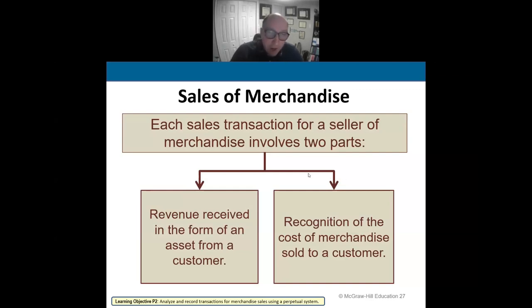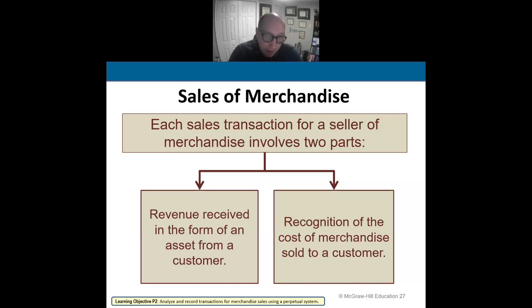Each transaction, when I sell merchandise, when I sell inventory, involves two parts. Number one is, when do I recognize the revenue from my customer? Of course, that's whenever the customer receives the goods. I recognize revenue when I deliver the goods to my customer. That's the way the revenue recognition principle works.